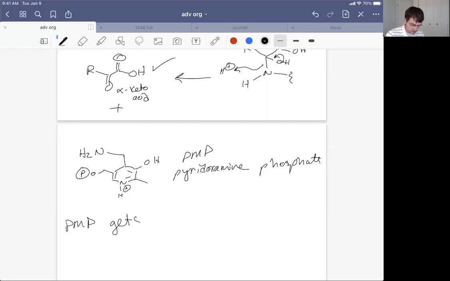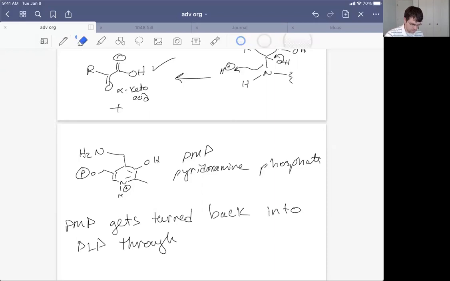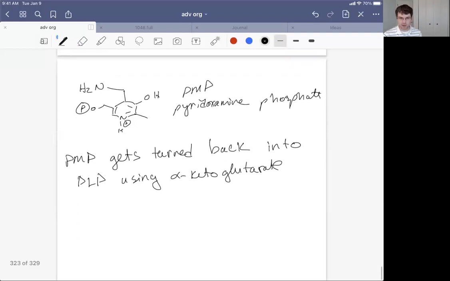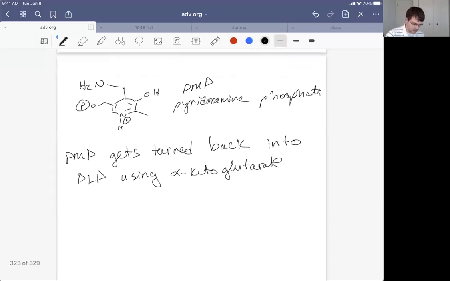So PMP gets turned back into PLP using alpha keto glutarate. We've sort of just done half of the transamination reaction. We have to do the other half now, which is where we take the NH2. I'm not going to push as many arrows through this because it starts to get quite redundant.